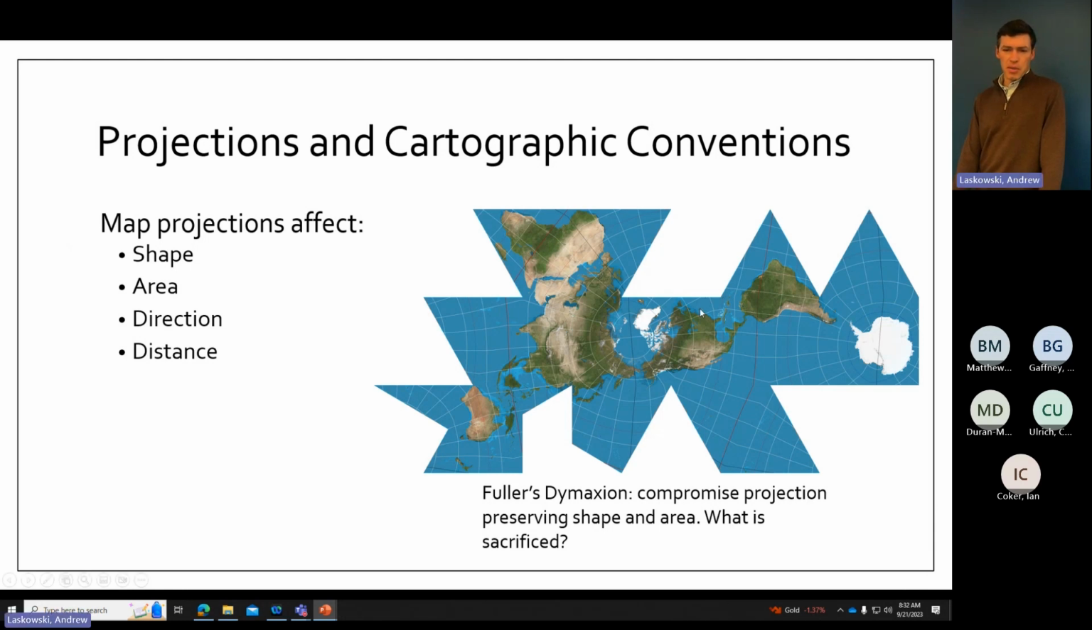Direction is, of course, kind of a problem, right? North is kind of to the left on the right side of the map, and north is to the right on the left side of the map. So direction is definitely compromised with this map projection. Although direction is preserved from the North Pole to all other locations on the Earth. And it does a pretty good job with shape and area throughout that map projection.